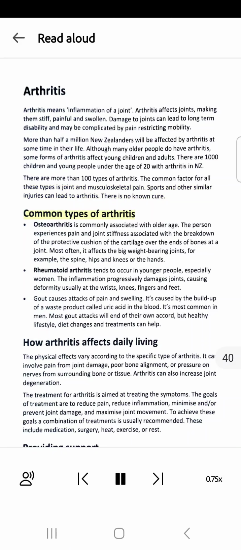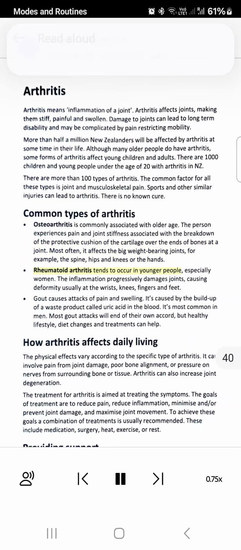Common types of arthritis. Osteoarthritis is commonly associated with older age. The person experiences pain and joint stiffness associated with the breakdown of the protective cushion of the cartilage over the ends of bones at a joint. Most often, it affects the big weight-bearing joints, for example, the spine, hips and knees or the hands.